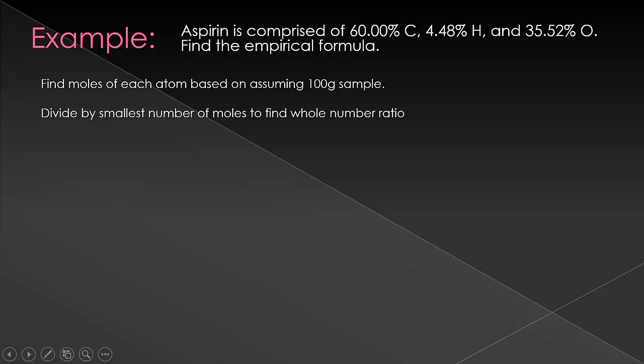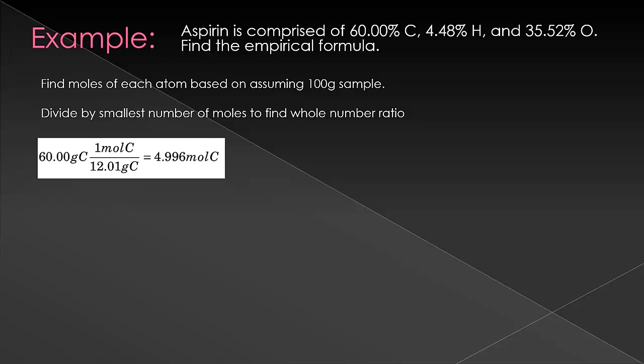Let's do an example. Aspirin is comprised of 60% carbon, 4.48% hydrogen, and 35.52% oxygen, and I want you to find the empirical formula. First, we need to find moles of each atom. Now, for percent composition problems, we want to assume a 100 gram sample. This is because it makes our life simple. If we assume a 100 gram sample, we know that we would have 60 grams of carbon. So we take 60 grams of carbon and divide by 12.01 grams per mole of carbon in order to get our moles of carbon. We can do the same thing for hydrogen.